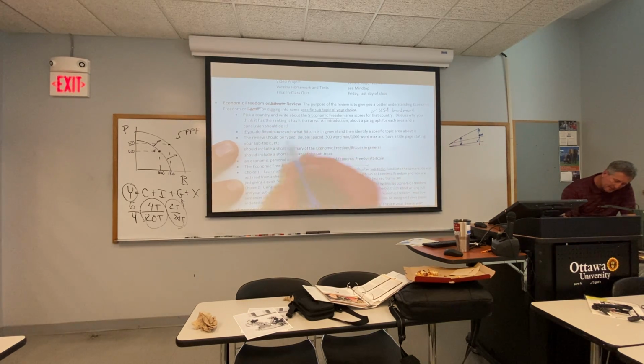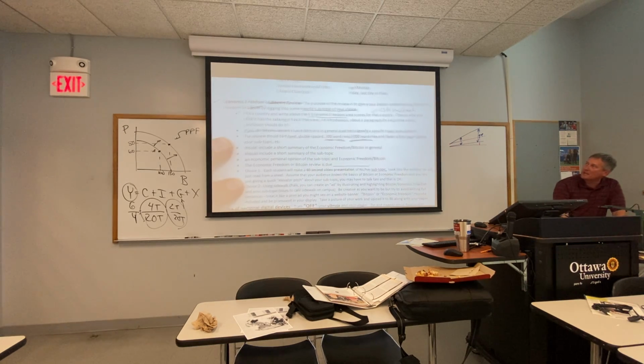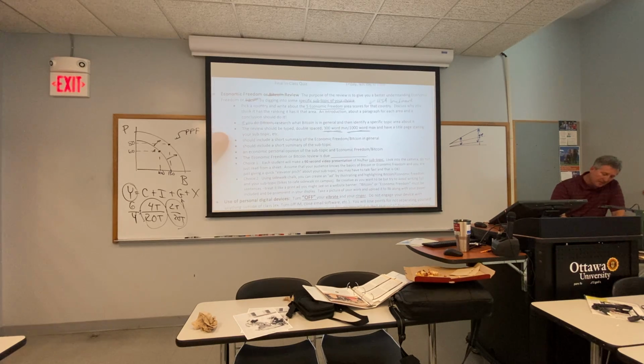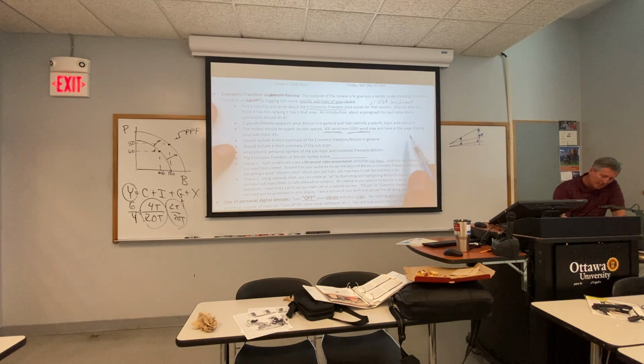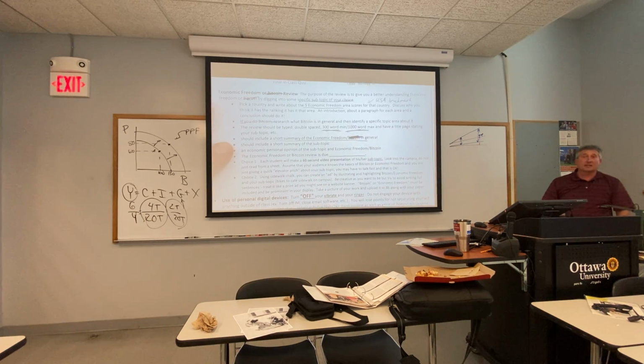Okay, so Bitcoin, this one's done. No, we're just scoring that. It should be typed, double spaced, 300 word minimum, 1,000 word maximum. So it's not meant to be a big burdensome paper, but enough to whet your appetite. It should include a short summary of economic freedom, which is the talk that we just did.